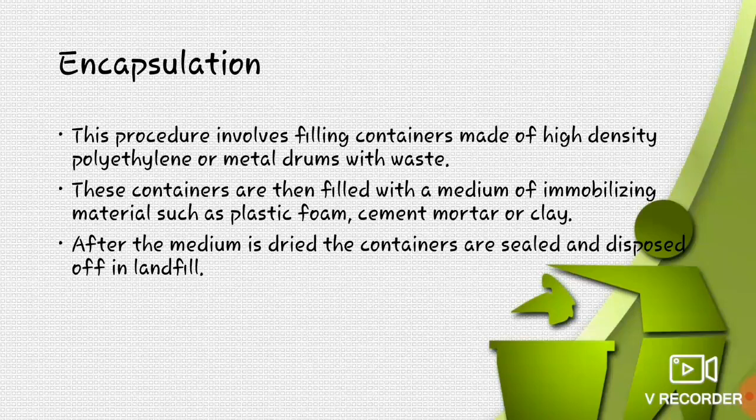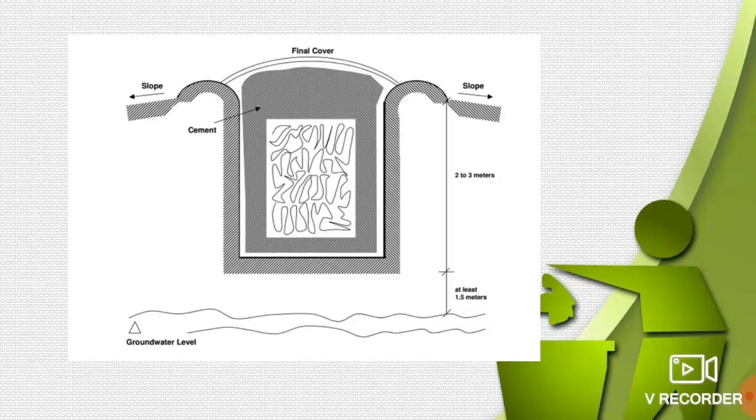Next is encapsulation. This procedure involves filling containers made of high density polythene or metal drums with waste. The containers are then filled with a medium of immobilizing material such as plastic foam, cement mortar or clay. After the medium is dried, the containers are sealed and disposed of in a landfill. So this is very similar to safe burying. In this setup you can see there is at least 1.5 meter distance from the groundwater level, because it should not contaminate any groundwater that is available under here.